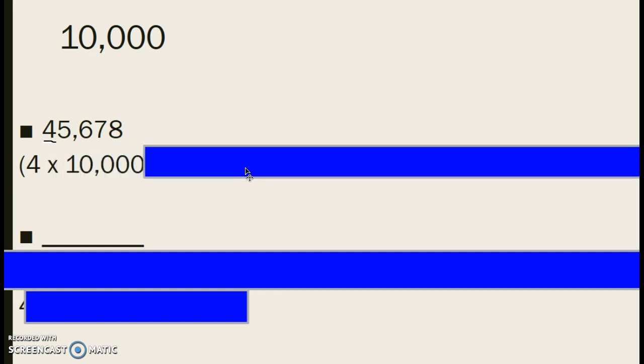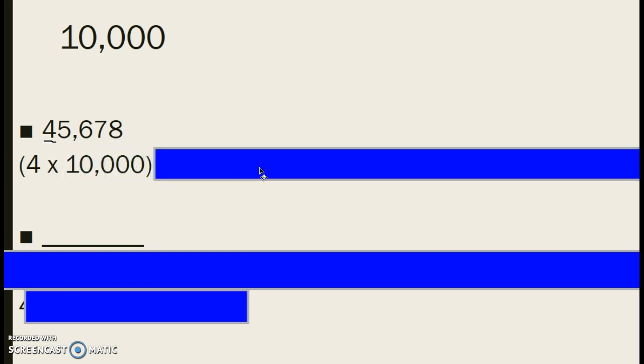Okay, so let's just look at the 10,000s place, and we're going to move this over. How many 10,000s do we have? We have 4. And we said that this is a multiplication problem, so we have 4 groups of what? 4 times 10,000. Okay?